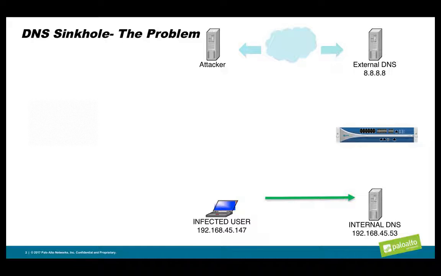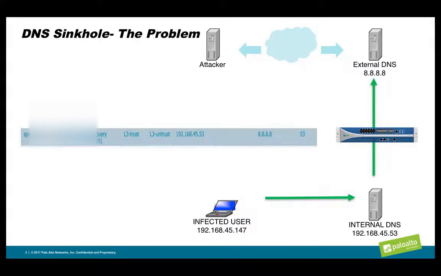Since this domain is not hosted locally, the internal DNS server will forward the request to the external DNS server, passing the request through the Palo Alto Networks firewall. Depending on policy, we'll either be blocking or alerting on this resolution to a suspicious DNS domain. But the logs won't give us the information we need.